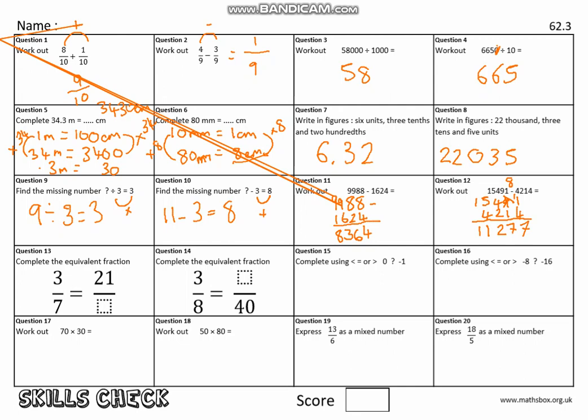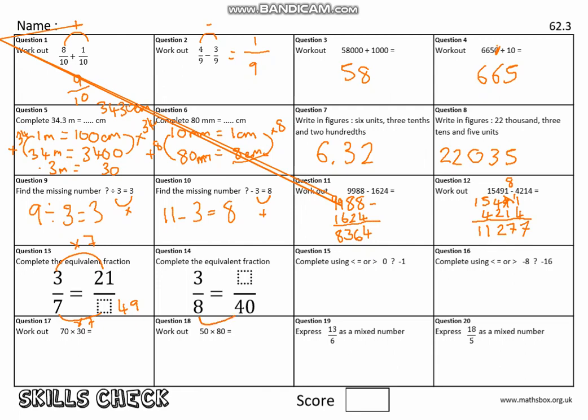Next one then says complete the equivalent fraction. So we've got to figure out how did we get from 3 to 21? What did we times that by? So we would have times 3 by 7. So if we times the top by 7, we're going to have to do the same to the bottom. So what is 7 times 7? That's 49, okay? So we should have 21 over 49.